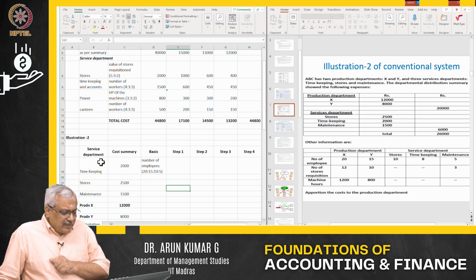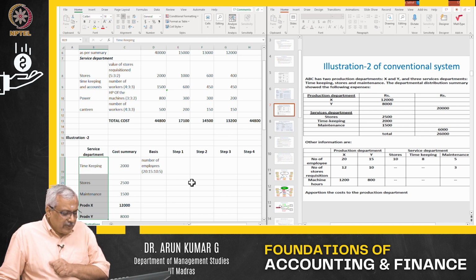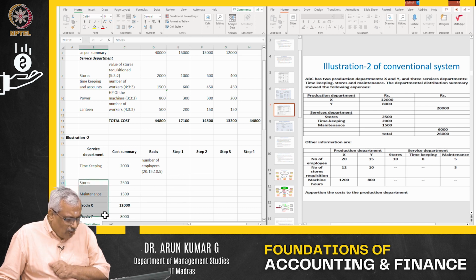Now, let us look at this particular case. Let us look at the allocation. This $2,000 will have to be allocated among these 4. On what basis? On this basis: 20, 15, 10, 5.